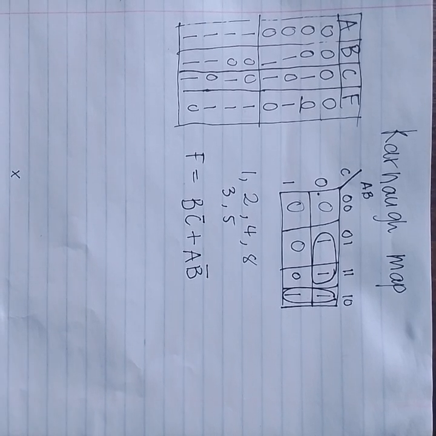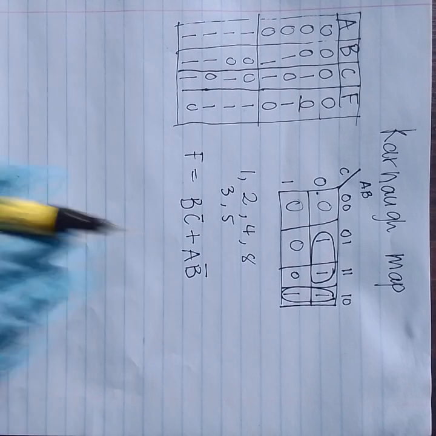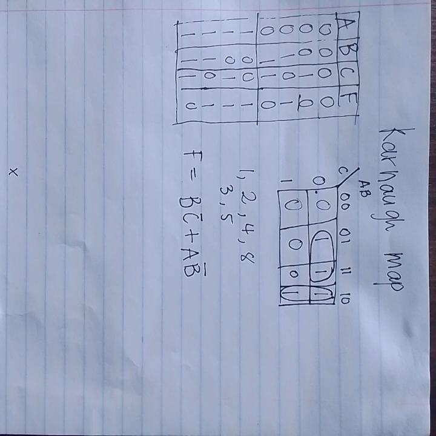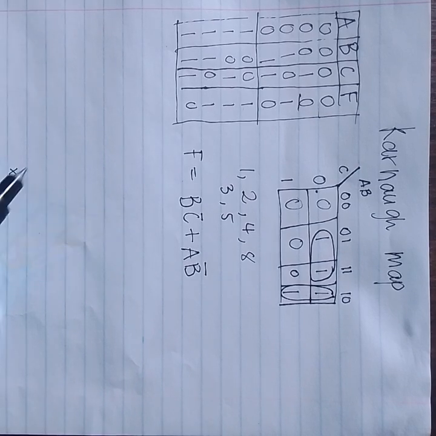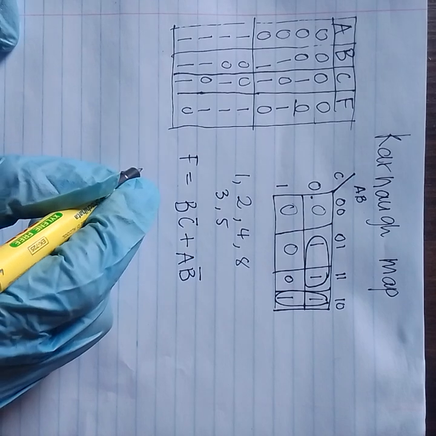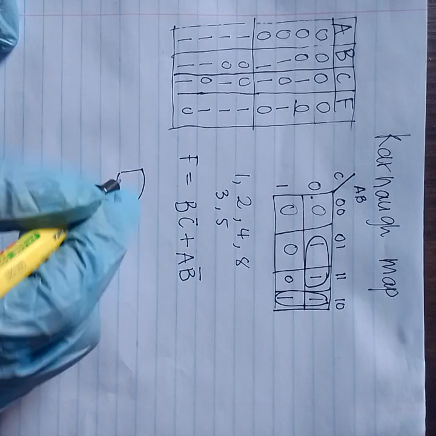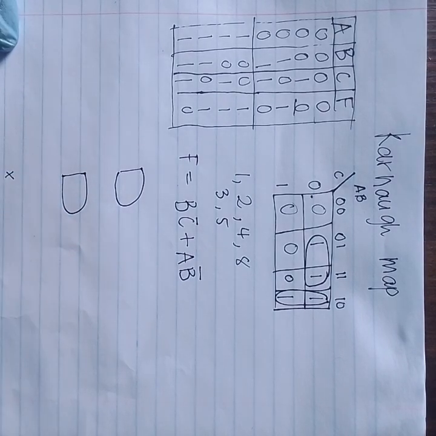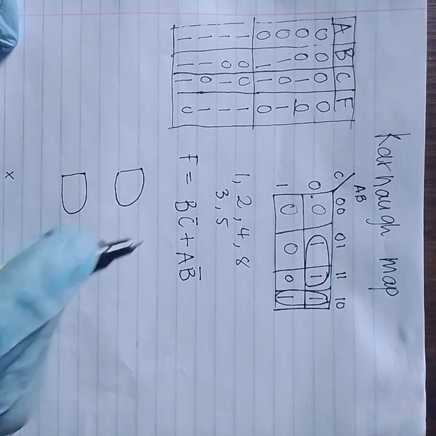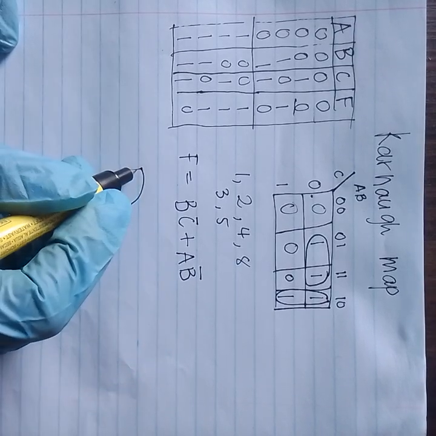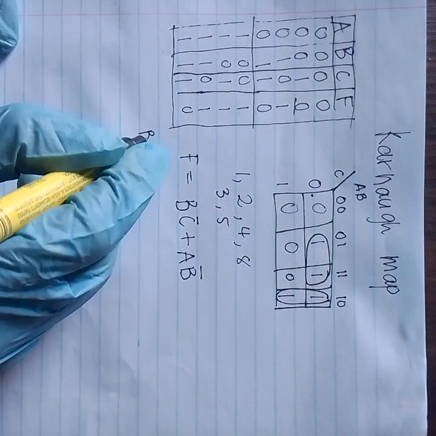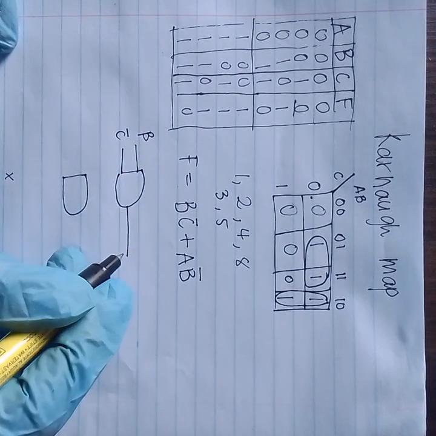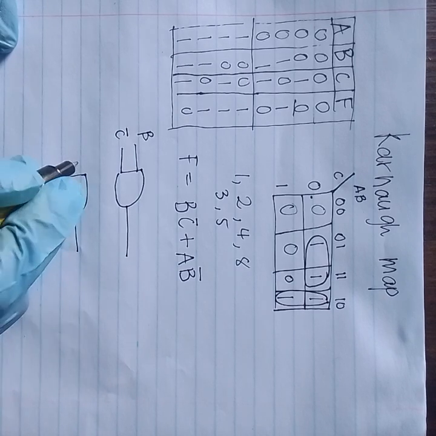The last thing we need to do is to convert this function into a logic circuit. All we need to do is to connect two AND gates. This is the first AND gate. This is the second AND gate. The first AND gate is gonna connect B and not C. This is the output.